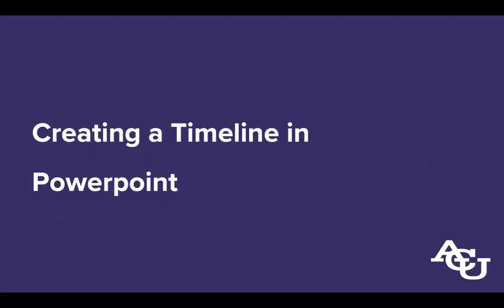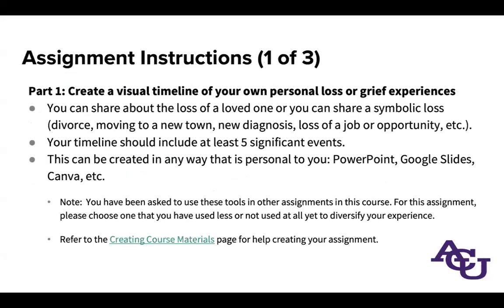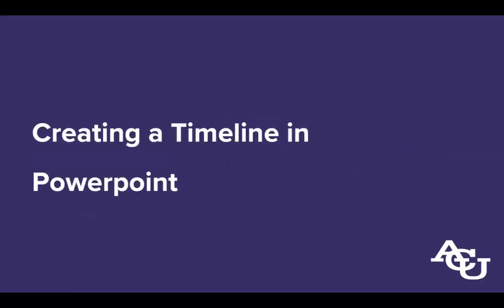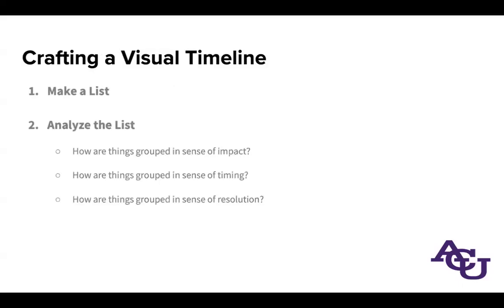All right, so let's talk about creating a timeline in PowerPoint, because that's the first task we're given here, besides the framing reading: to create a visual timeline of your own personal loss or grief experiences. And we need at least 5 significant events. So just the first step in this, we want to make a list, analyze a list, and ask yourselves, how are things grouped in sense of impact or timing or in resolution, if applicable?